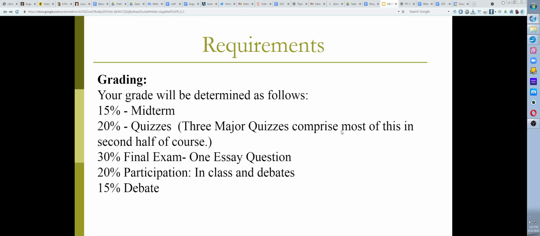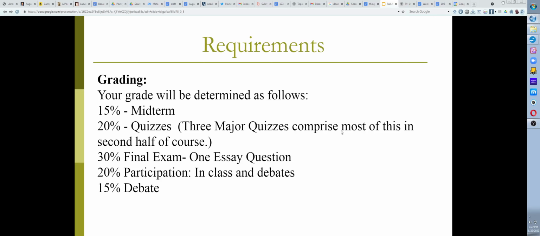For the second half of the course, there isn't another midterm that covers the second half. Instead, there are three major quizzes that comprise the second half of the course's midterm, and they're spread out over that second half of the course. And there are review sheets and study guides for those, and I'll show you how to get to them as well.